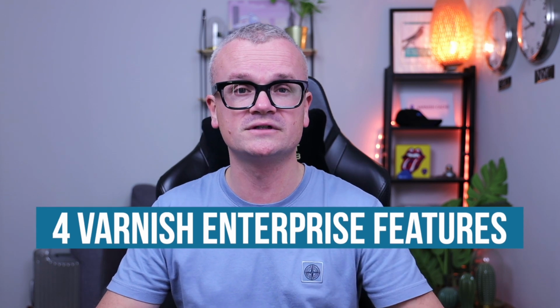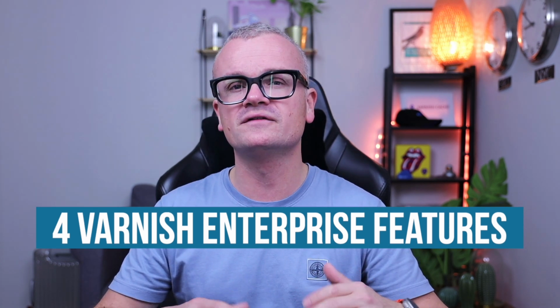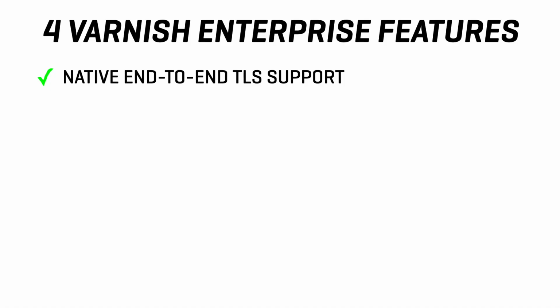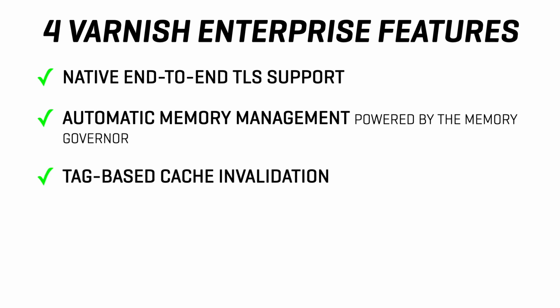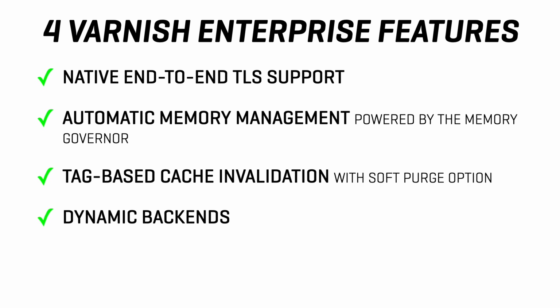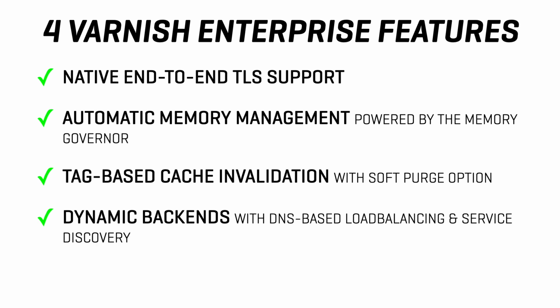However, there's a couple of gaps there that are filled by our enterprise product, and today I want to highlight 4 features that are not part of the open source project and that we offer that will make a huge difference. Notably, end-to-end TLS support, natively supported in Varnish, automatic memory management, powered by Varnish Enterprise's memory governor, tag-based cache invalidation, natively supported with the soft purge option, and dynamic backends that also support DNS-based load balancing and service discovery.